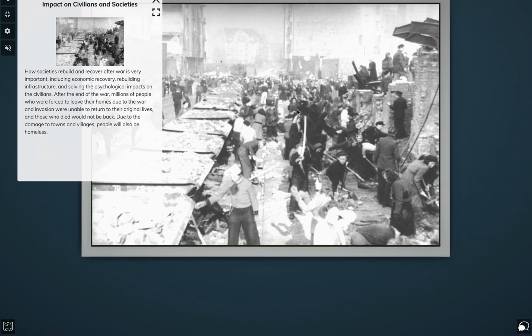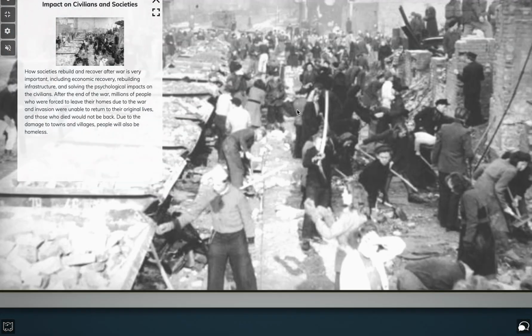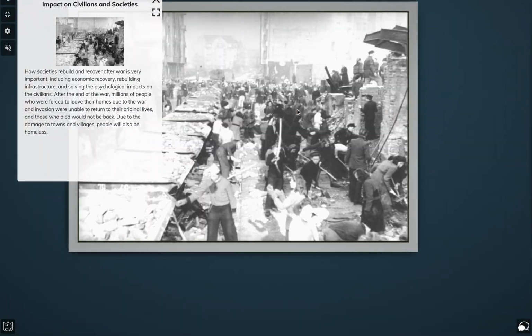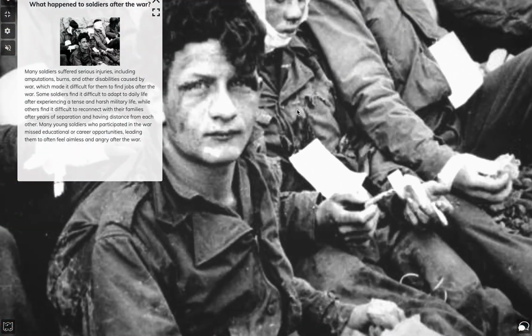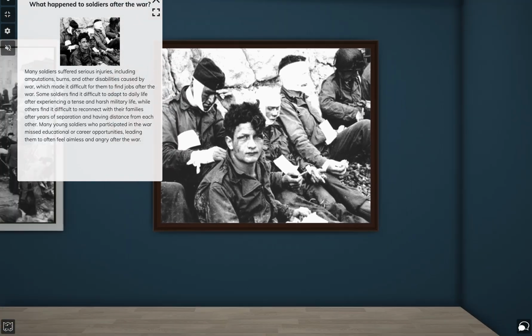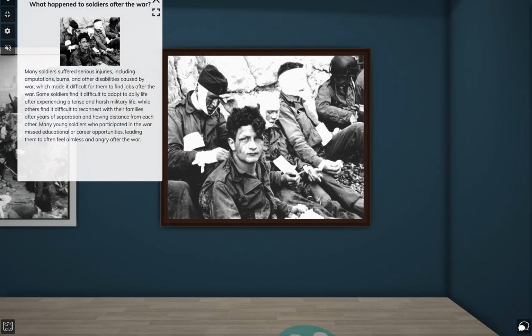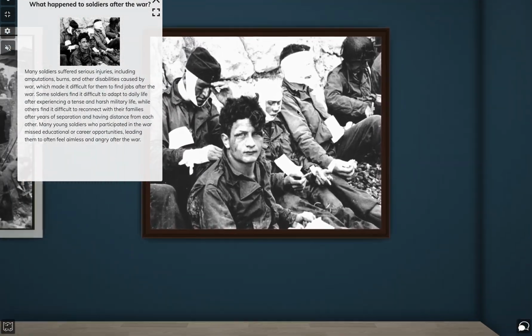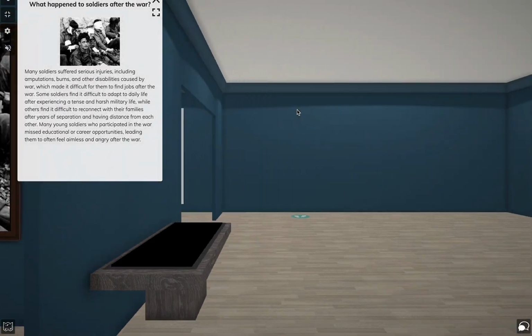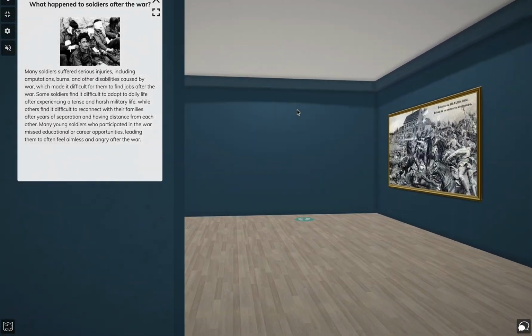This picture is about the impact on civilians and society. It is hard to rebuild and recover after a war. What happened to the soldiers after the war? A lot of soldiers suffered serious injuries, including burns and gunshots, and a lot of them had disabilities caused by the war, which made it difficult to find jobs after the war.